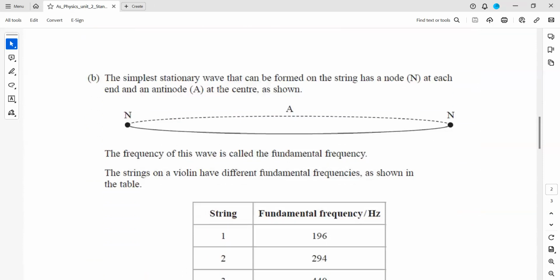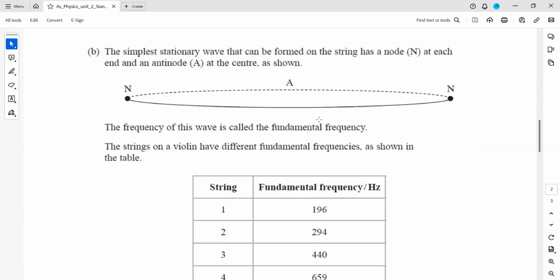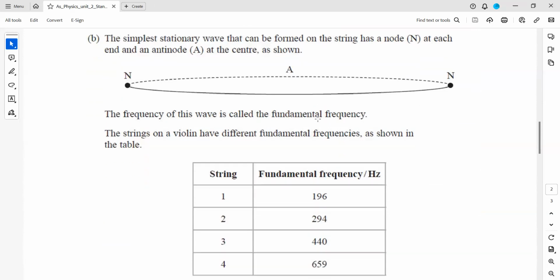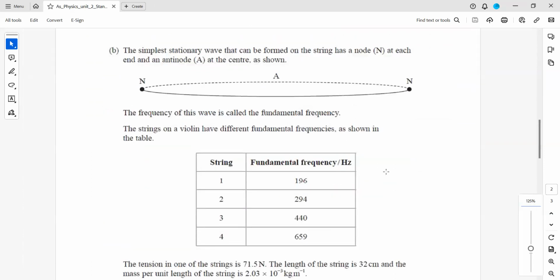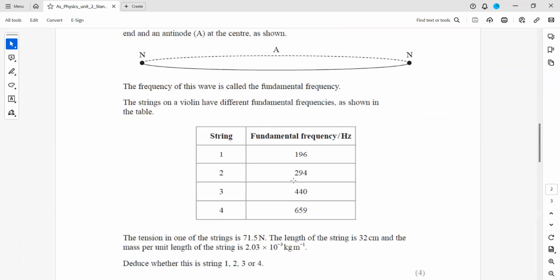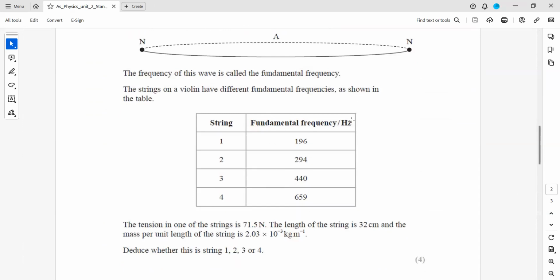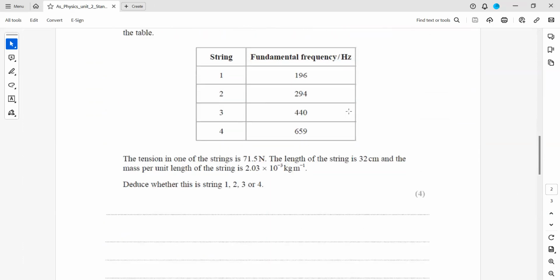The simplest stationary wave that can be formed in a string has nodes and antinodes. The frequency of this is called the fundamental frequency. The strings of a violin have different fundamental frequencies. As you can see, the first string has a fundamental frequency of 196, then 294, 440, and 659.